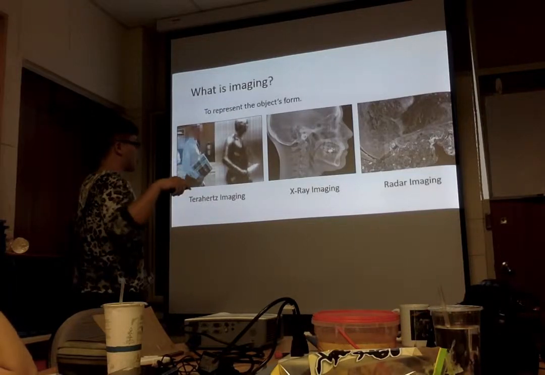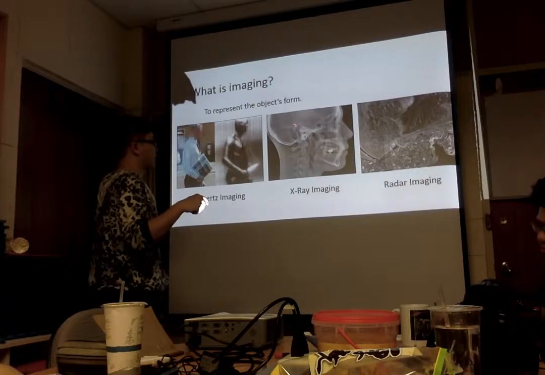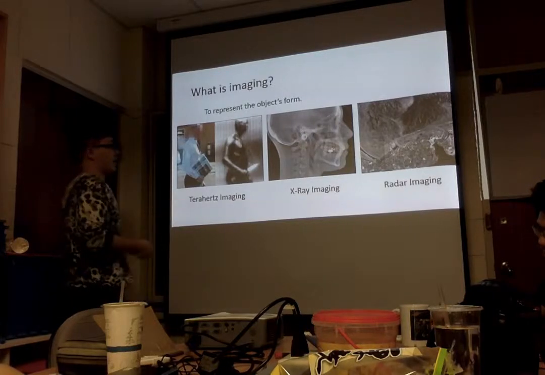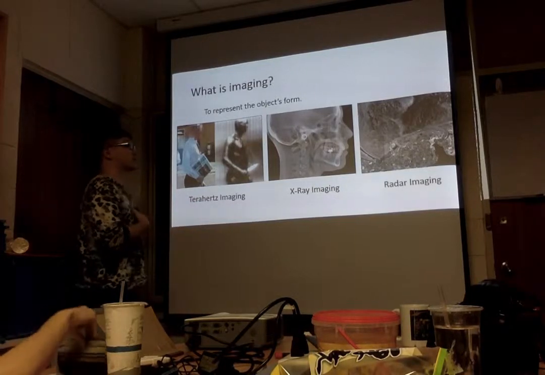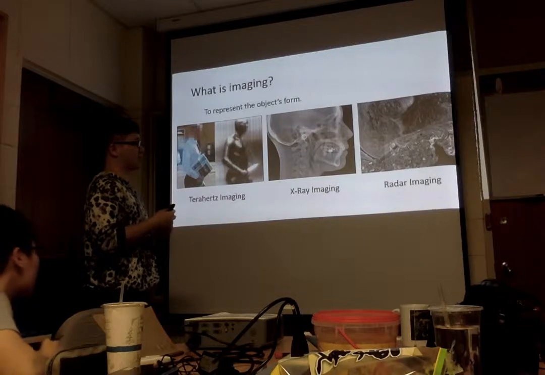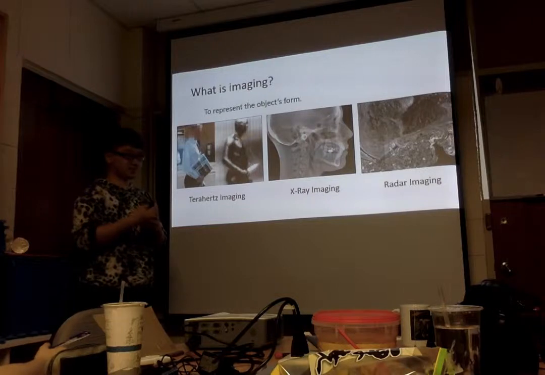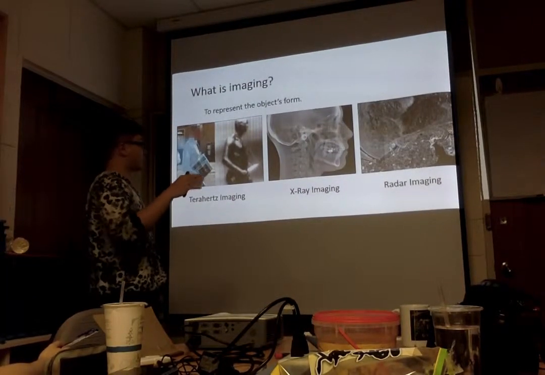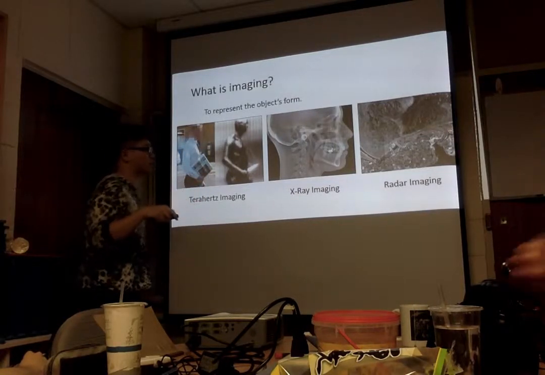In the middle picture, we can see the person's bone, teeth, and brain by X-ray. Also, this is a representation of the object. And the right picture is the radar image. People like to see the structure of our Earth's planet. So we use radar images to see the form of the planet, like a hill, a mountain, or a village.